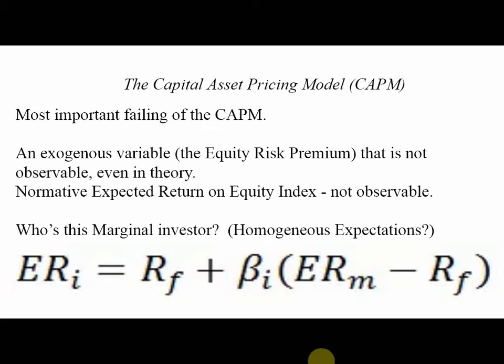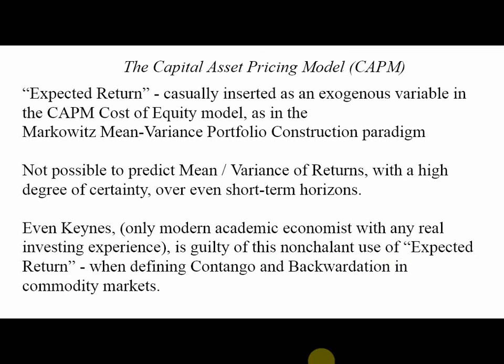And this is why you get all these other problems. That's why you're working in all these other convoluted ways to try and implement this model. So this is the problem. This exogenous variable is not observable. Who is the marginal investor? Whose expected return is to be taken? These are all very fuzzy problems. And why do we have this problem?